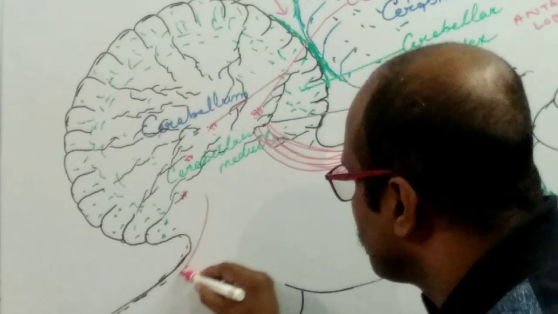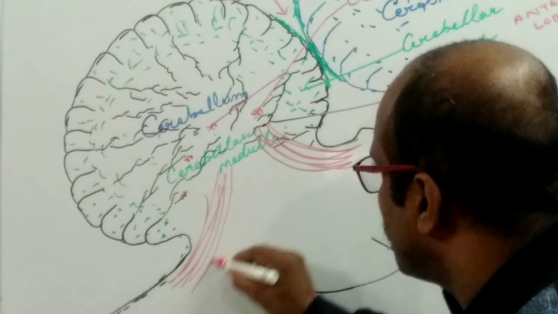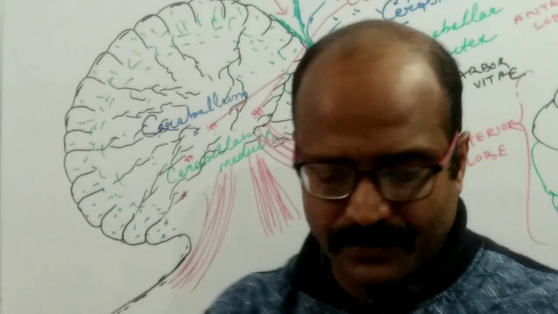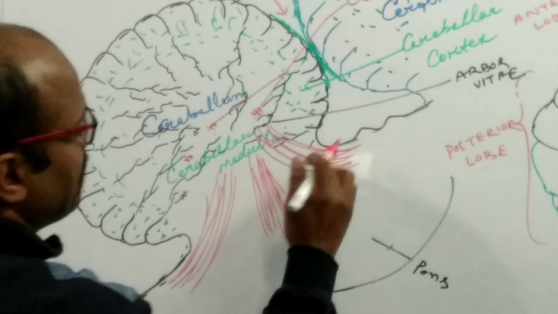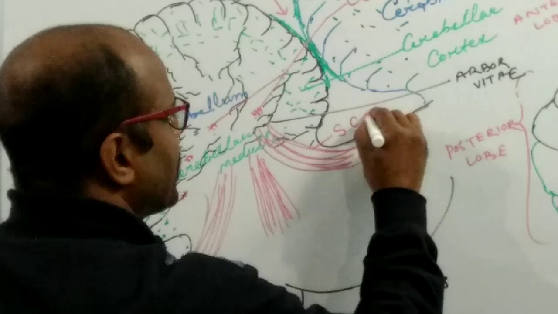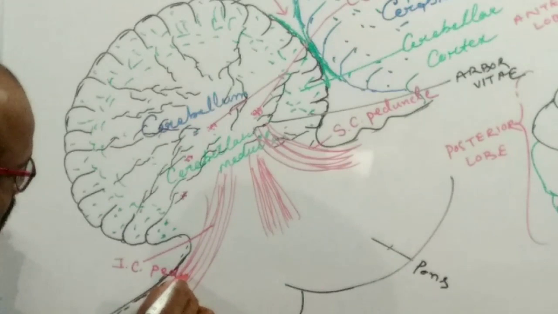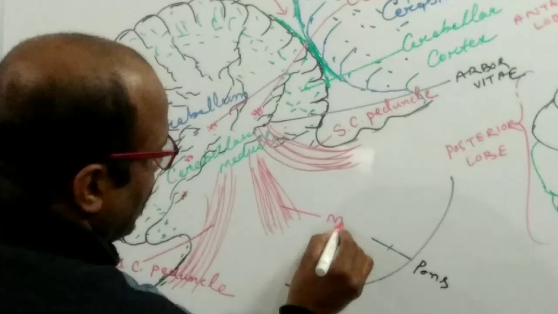come out through three pairs of peduncles. Suppose that these are the three pairs of peduncles. This is the superior cerebellar peduncle, this is the inferior cerebellar peduncle, and this is the middle cerebellar peduncle.